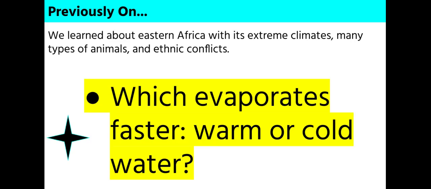Previously, in our last class, we wrapped up the unit on Eastern Africa with its extreme climates, many types of animals, and ethnic conflicts. Today we begin a new unit on North Africa.